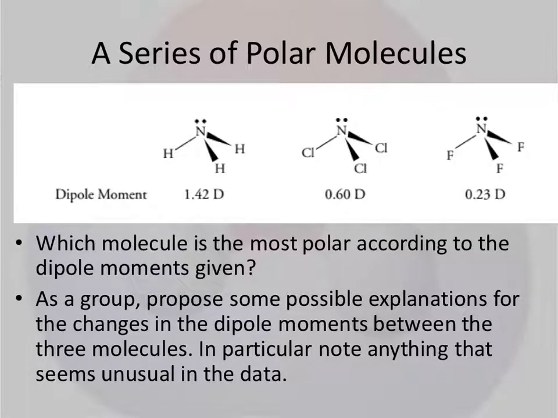All right, so here you go. You have three different molecules here, and each of them has its own dipole moment value. So the most polar one is going to be the one with the largest value, whereas the least polar one is going to be the one with the lowest value.